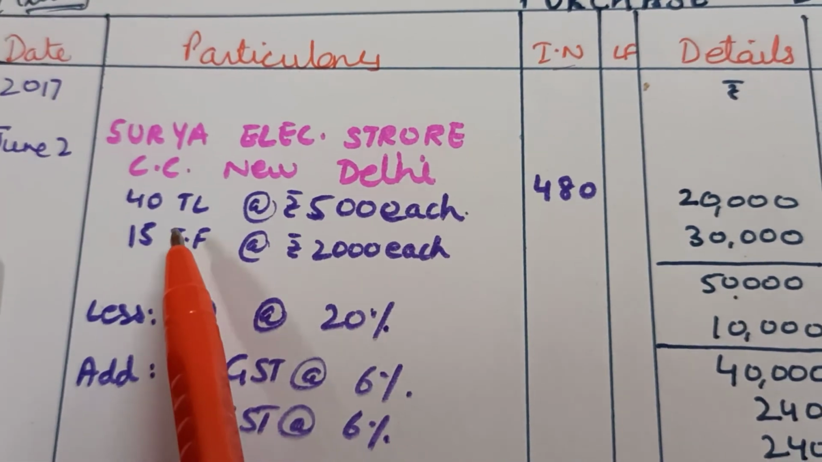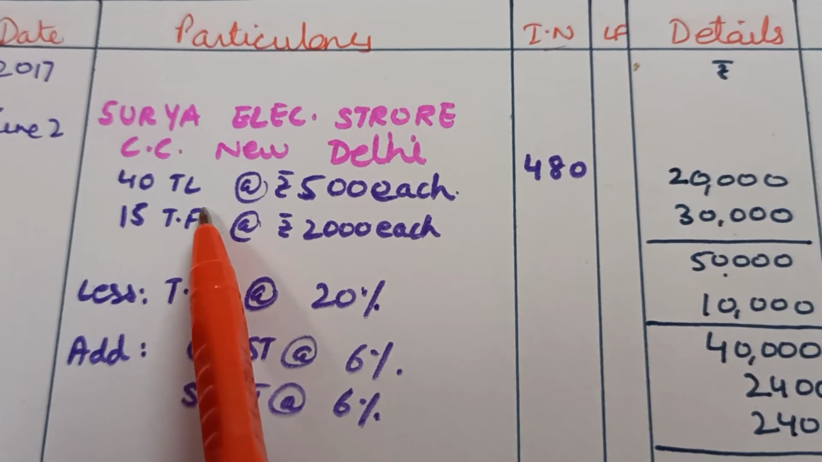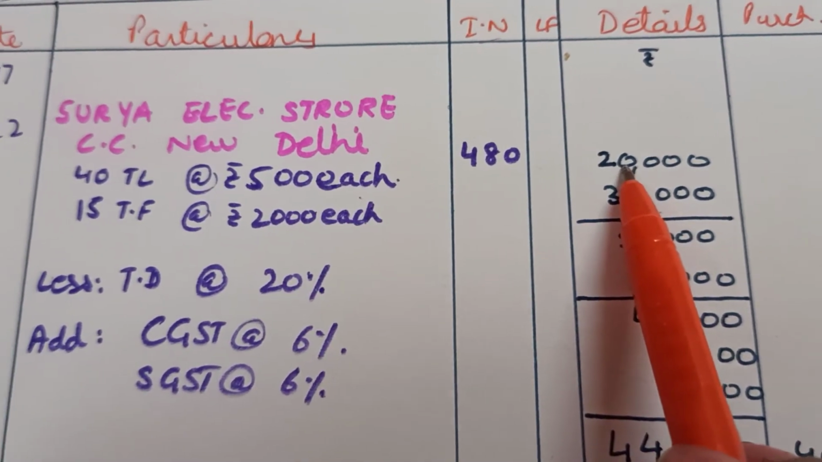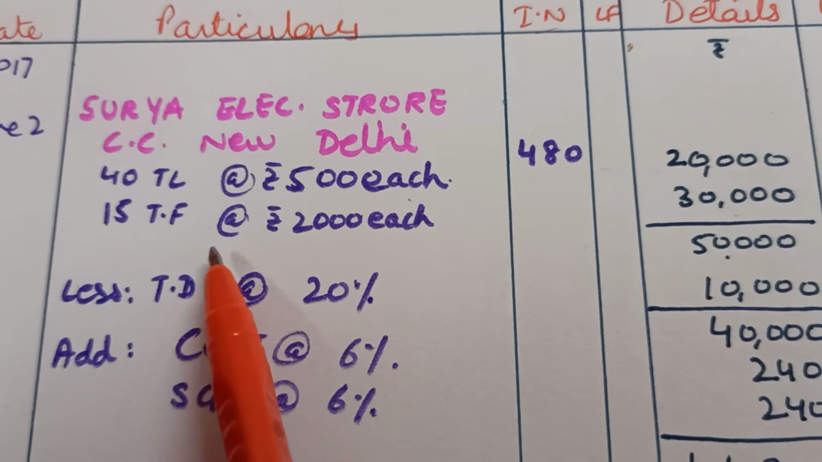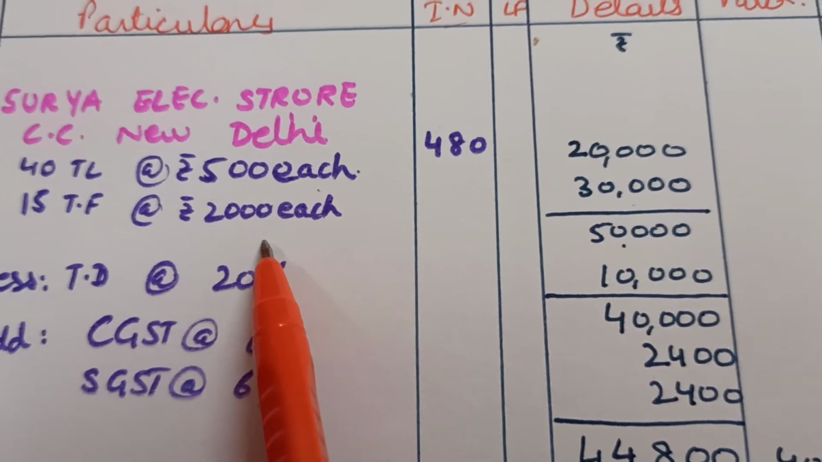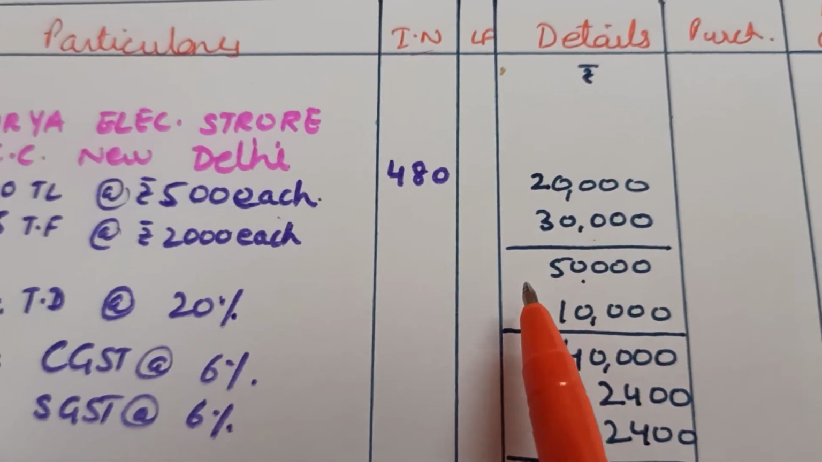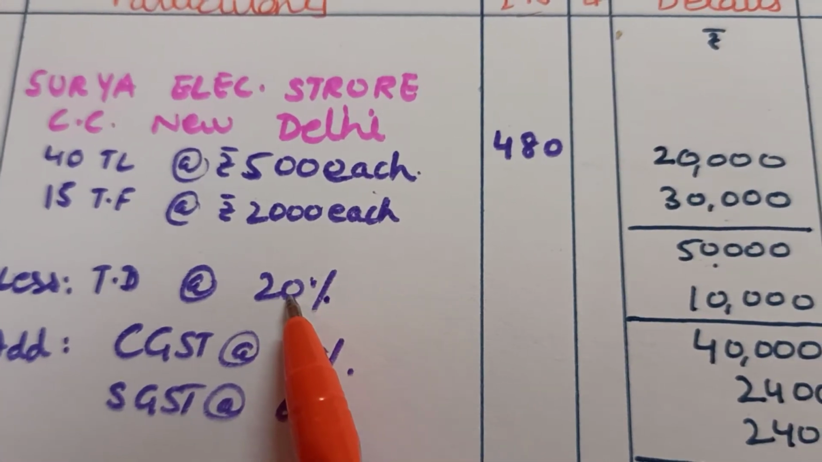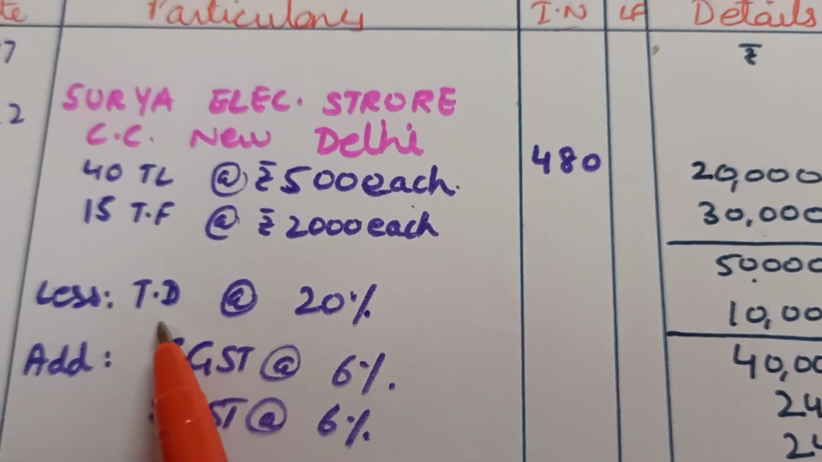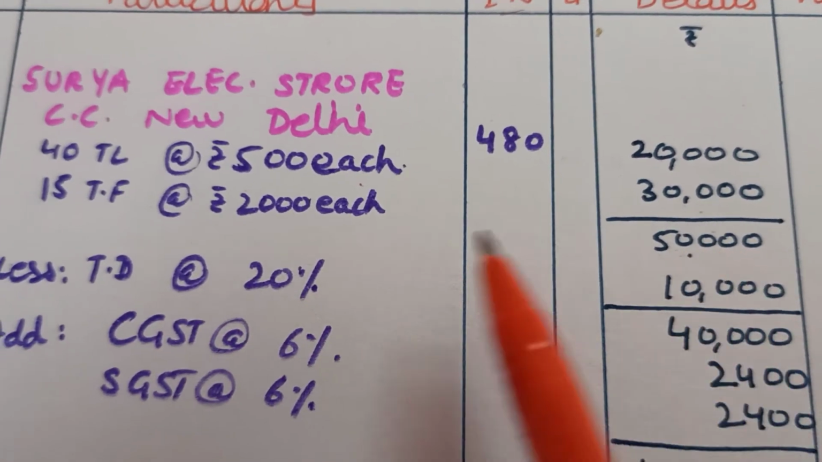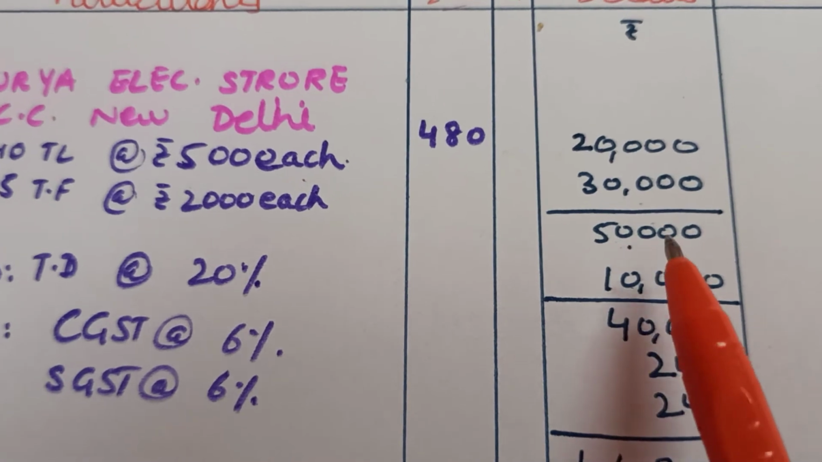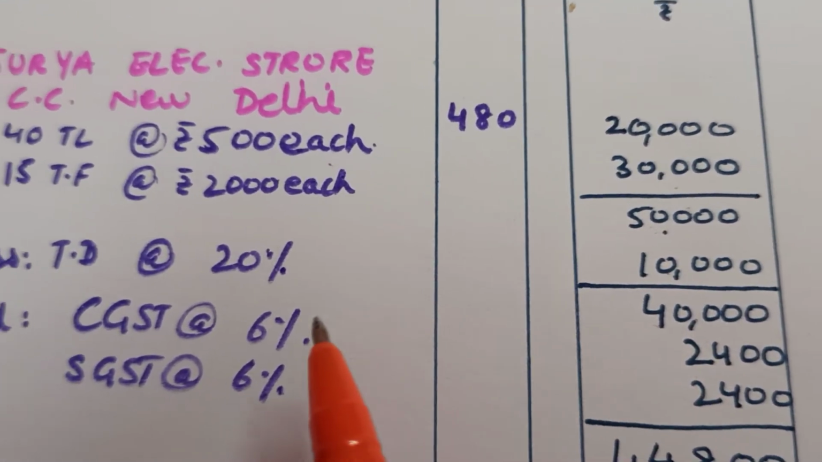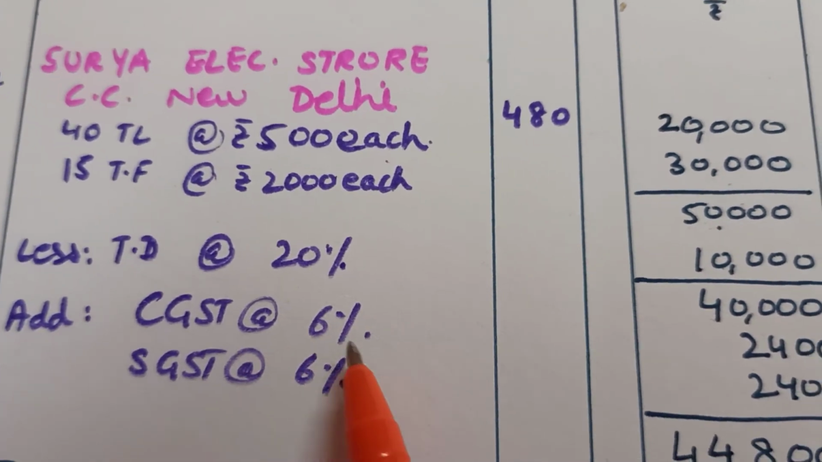Then the detail of what is being purchased: 40 tube lights at rupees 500 each, which comes to rupees 20,000. Then 15 table fans at the rate of rupees 2,000 each, that is 30,000. It comes to 20 plus 30, 50,000. Trade discount at 20%, very clearly given. 20% of this comes to 10,000. 50,000 minus 10,000 is 40,000.